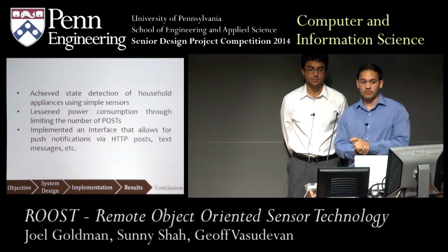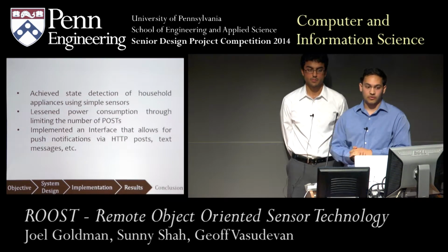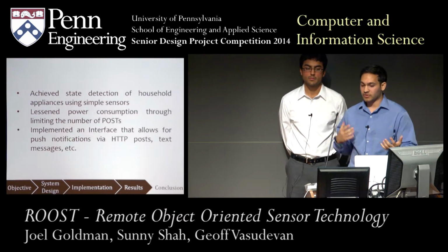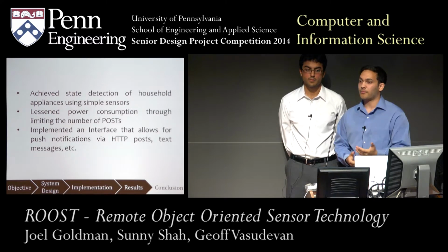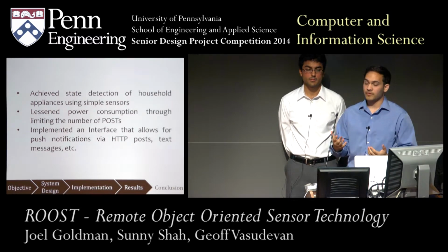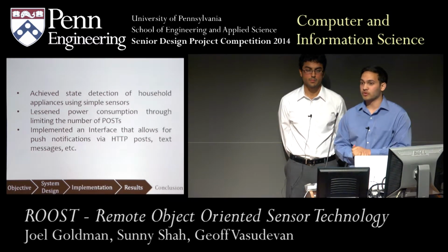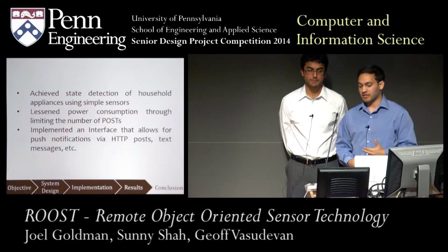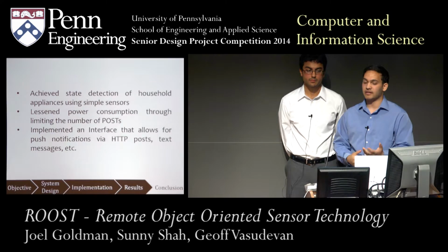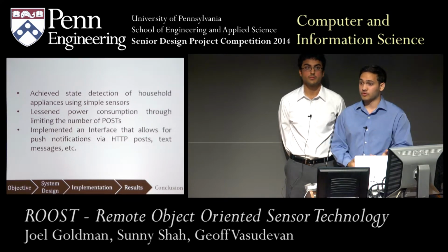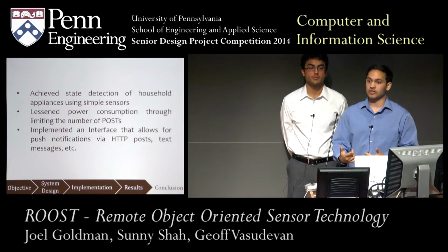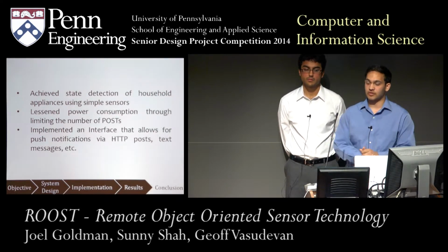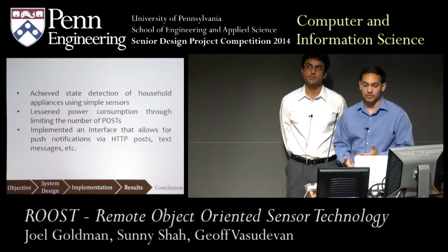So in total, we were able to achieve state detection of a household appliance using these simple sensors and keeping it at low cost. We were able to implement a feedback loop, which allowed us to update our code remotely and thus limit the amount of posts we're doing. So we're not consistently posting. Each time we post, the device receives data back saying change measurement frequency to blank and post frequency to blank. It then integrates those into the code and into its waiting loop. And this allows us to conserve power throughout the usage of the device.